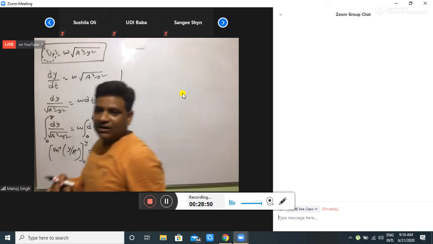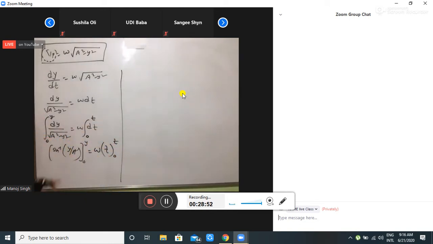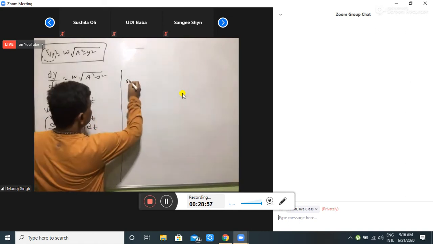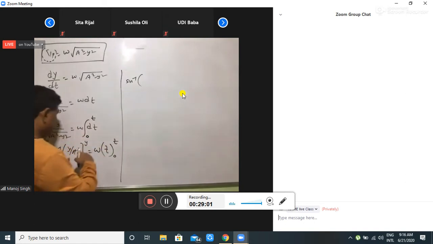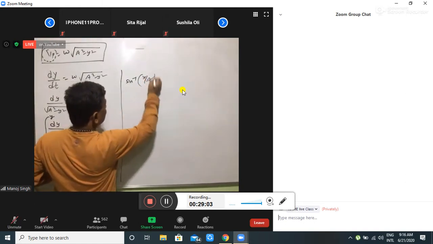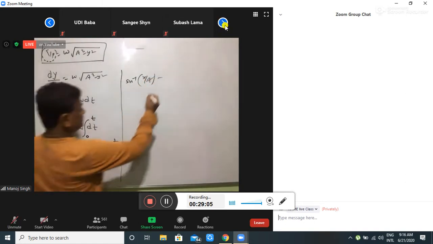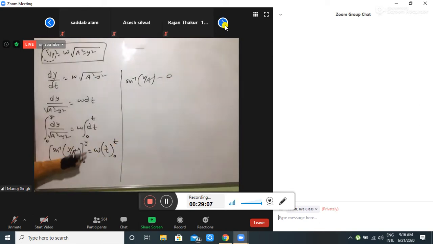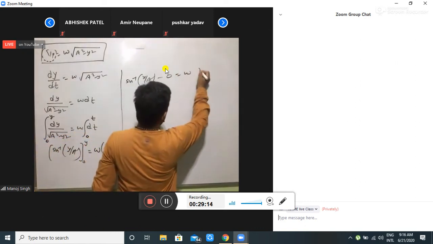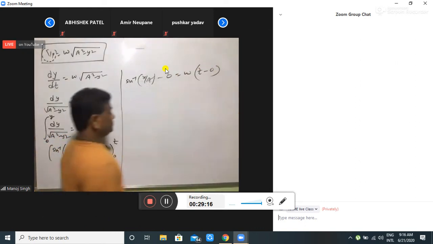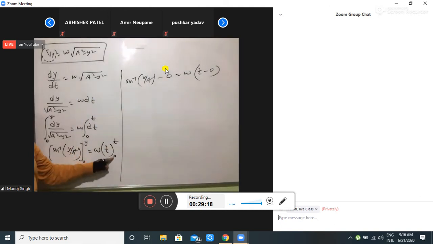Now we can take the upper limit and the lower limit of the displacement and of the time. Upper limit is sine inverse y upon a minus sine inverse 0, because y will be equal to 0 at the lower limit. So sine inverse y upon a minus 0 is equal to omega into t minus 0. Upper limit of the time is t, minus the lower limit of the time, which is 0.